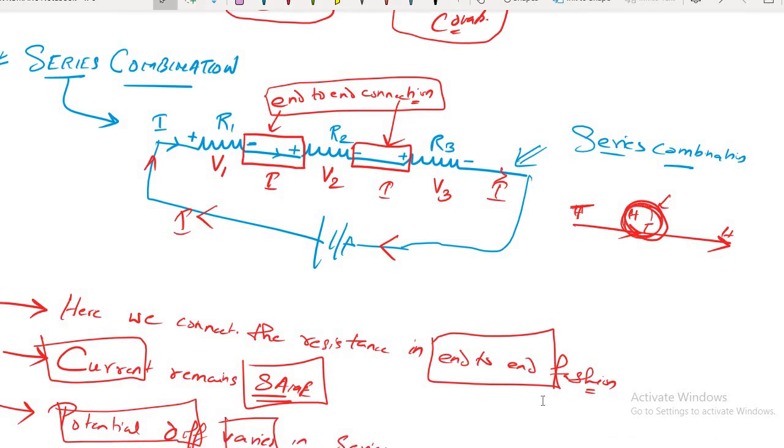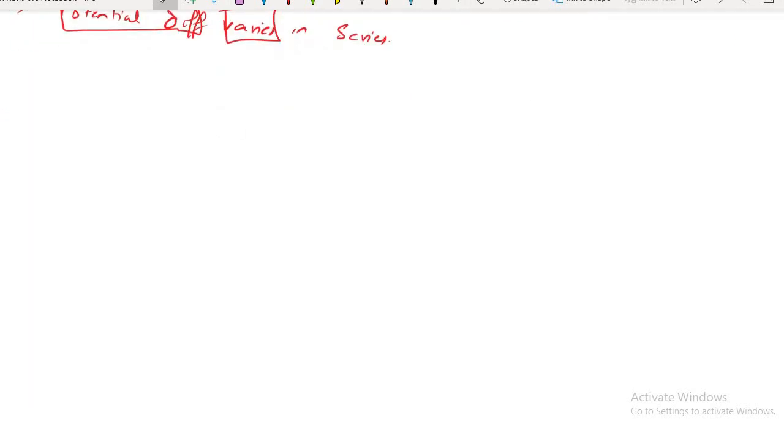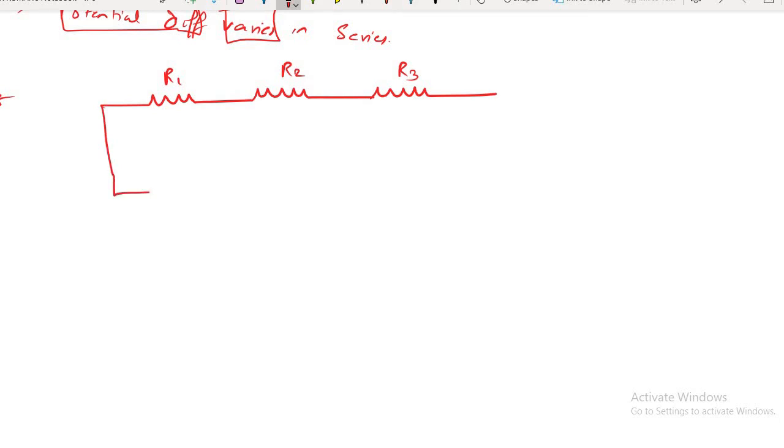Now, if you have understood these 3 facts, then suppose this is resistance number 1, this is resistance number 2, this is resistance number 3. R1, R2, R3. Now let me connect this with the help of a battery. Are you understanding? See, I am using the symbols here. The symbols are used for resistance and battery. Clear?